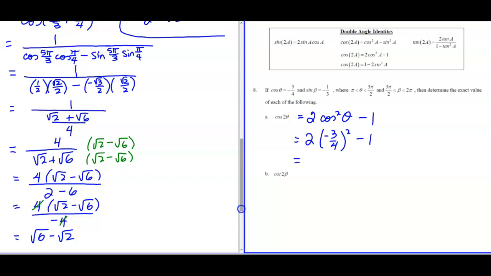So sometimes students will go from here, they'll use their calculator, get a decimal form of the angle, double it, and get a ratio. Sometimes it might work out to be an exact value, but sometimes it won't. So use your identities to make sure that you will get it exact. Because in this case it would. So 2 times 9/16 is 9/8.